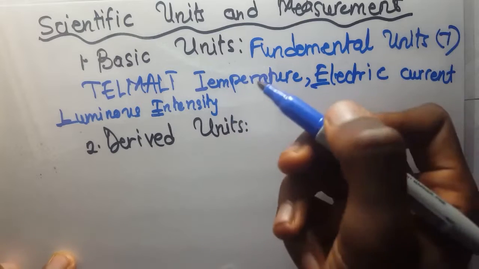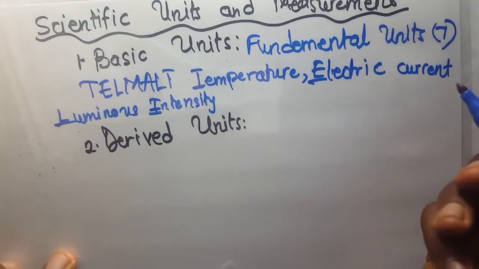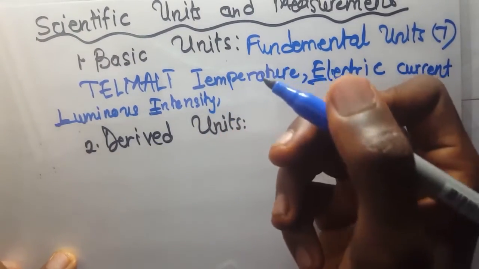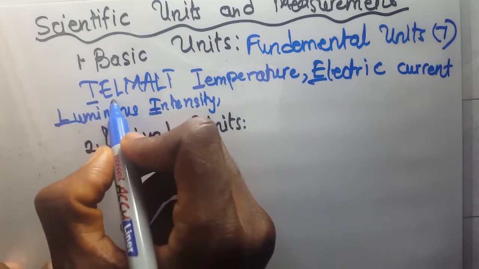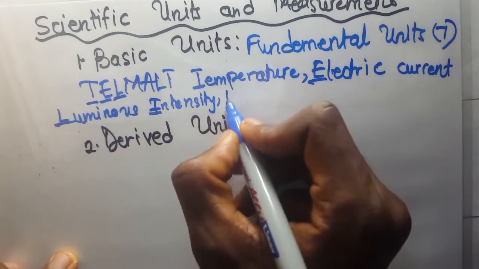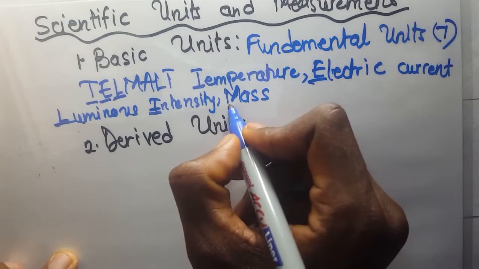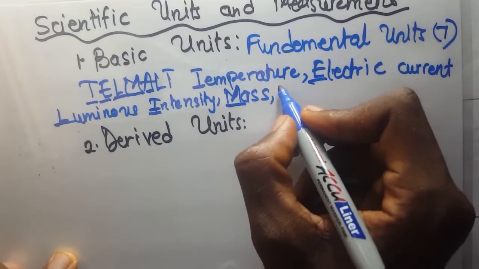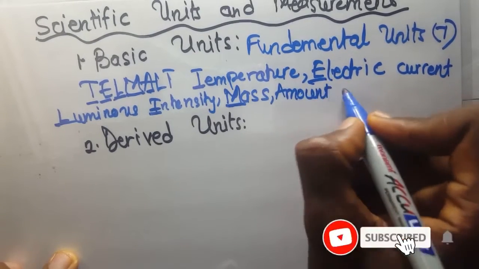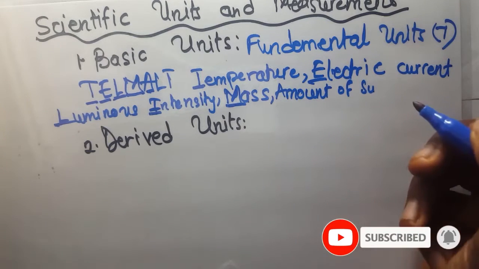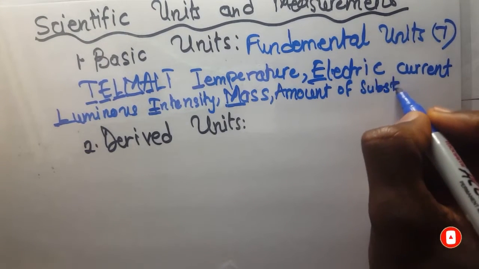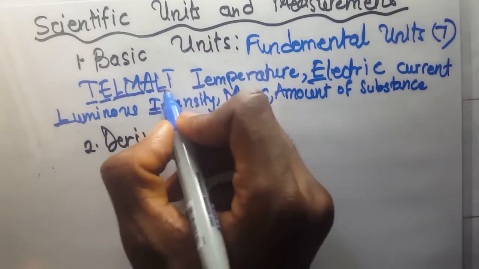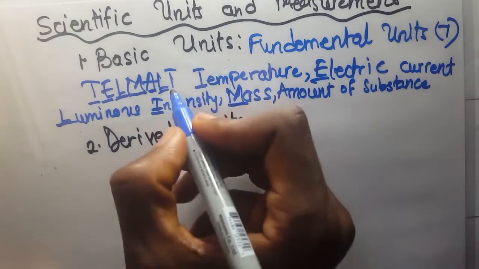Temperature is looking at the hotness or coldness of a body. Electric current is looking at the flow of charges. And luminous intensity is about looking at light. So we are done with T, we are done with E, we are done with L. So the next one, mass. We are looking at how an object weighs. Then amount of substance. Then the next letter, L, is for length. Then the next letter, T.